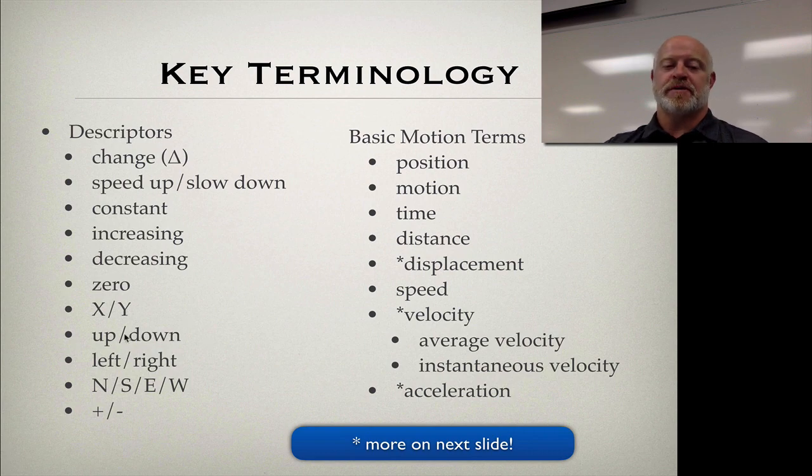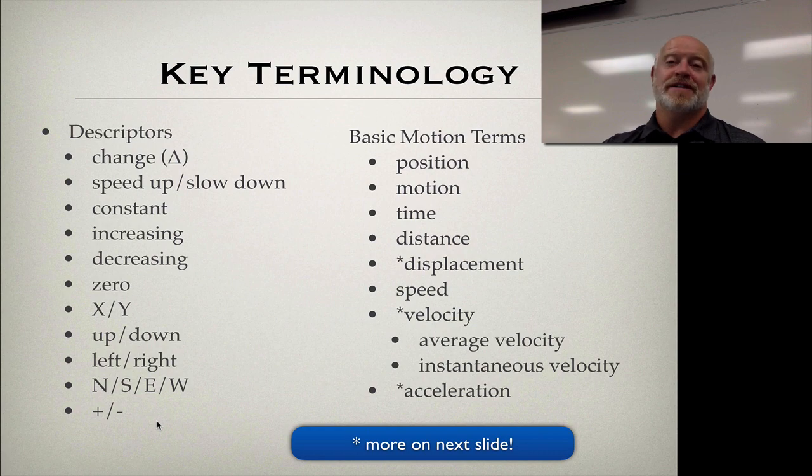That brings up some other descriptors for us: up, down, left, right, north, south, east, west, plus, minus. All of these things are going to become important because as you describe motion, to say something is moving just 20 miles an hour tells half the story. The other half of the story is which way it is going. So in the world of physics, we often have to track both the magnitude, a numerical value, like 20 miles an hour, and direction, east, west, north, south, that kind of stuff. And that's plus and minus. Plus and minus can also be used to denote direction.